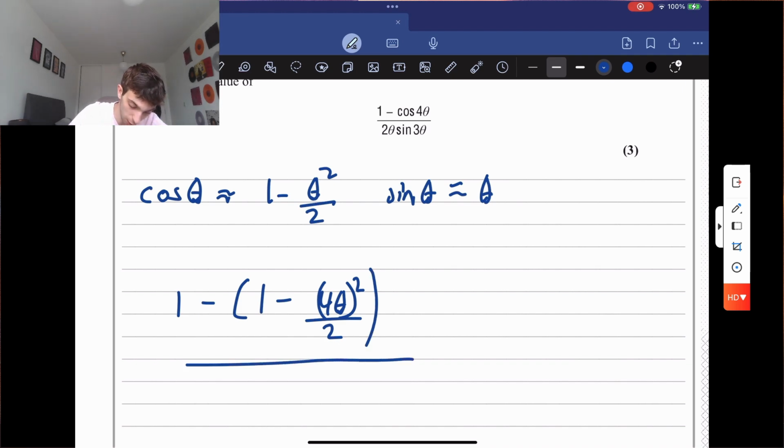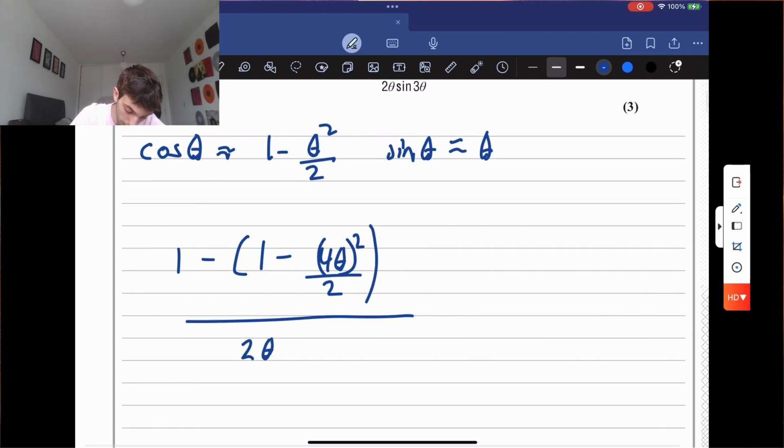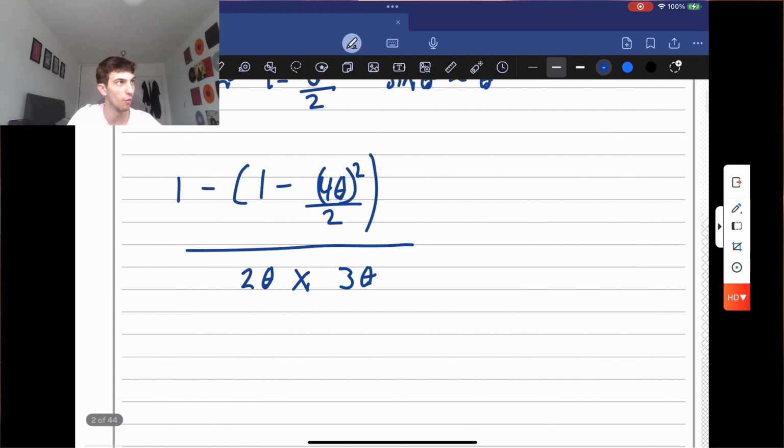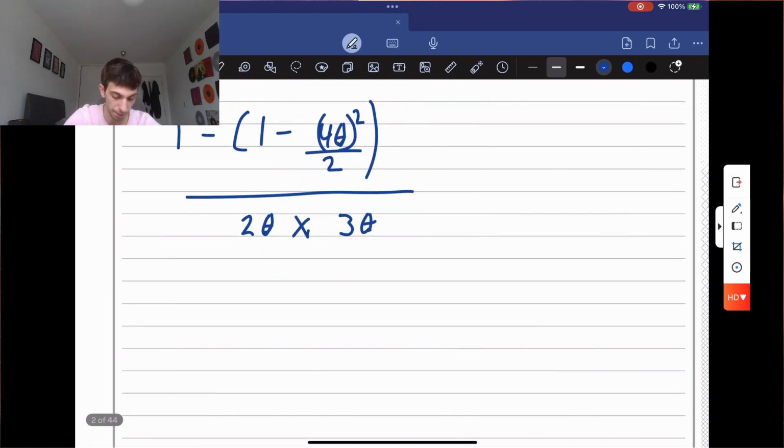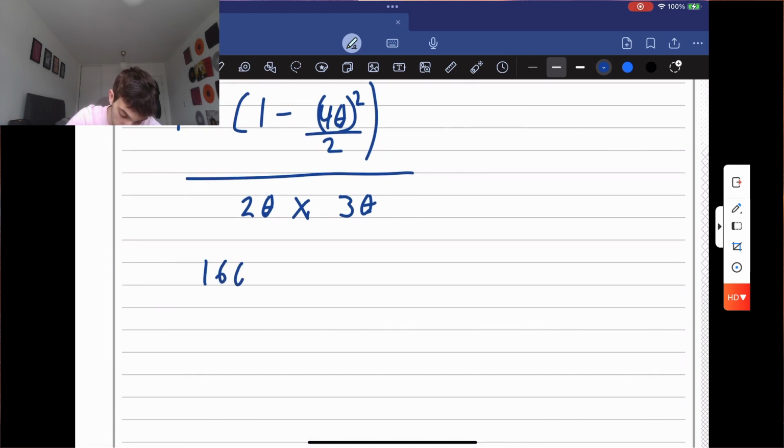Perfect. And then looking at the denominator, we have 2 theta multiplied by sine 3 theta, so this will approximately be 3 theta multiplied by 3 theta. Now looking at the numerator, we have 1 minus 1, those will cancel out. Then we have minus minus (4 theta) squared over 2. Minus minus is going to be positive. So (4 theta) squared will be 16 theta squared, that'll be over 2.